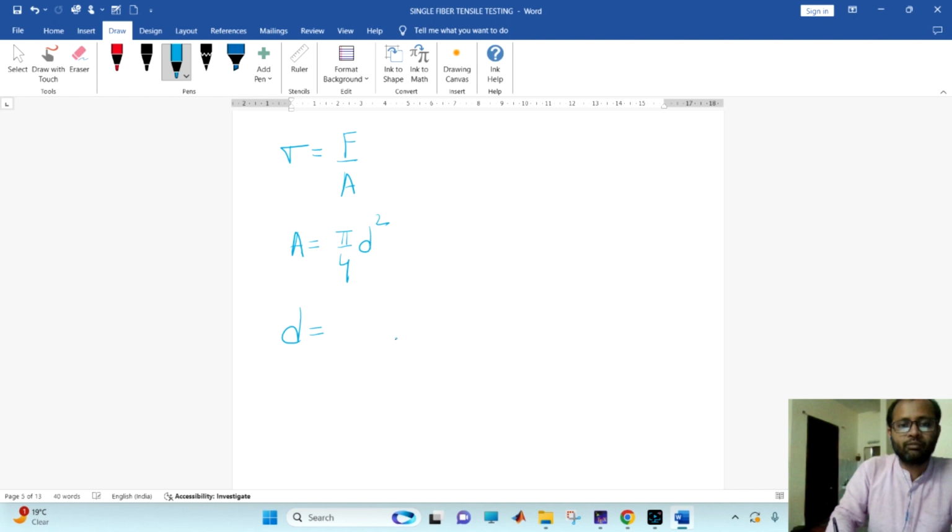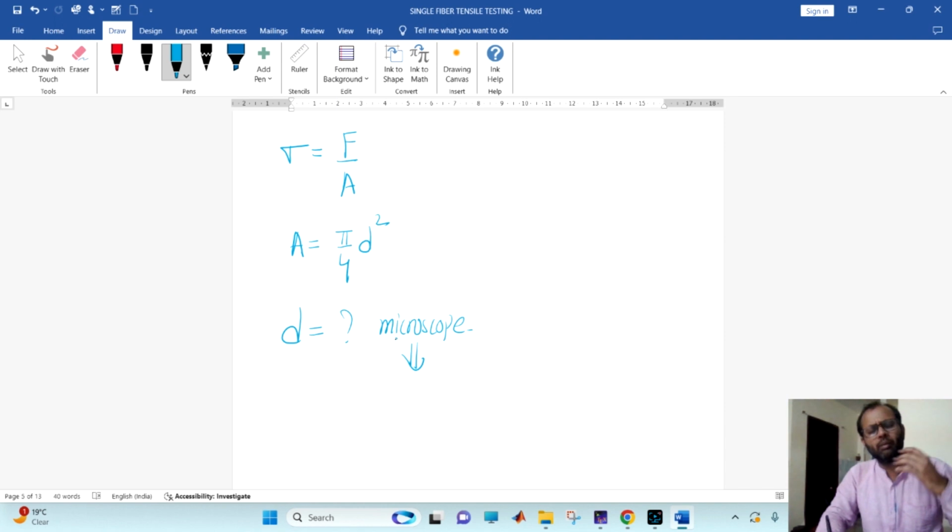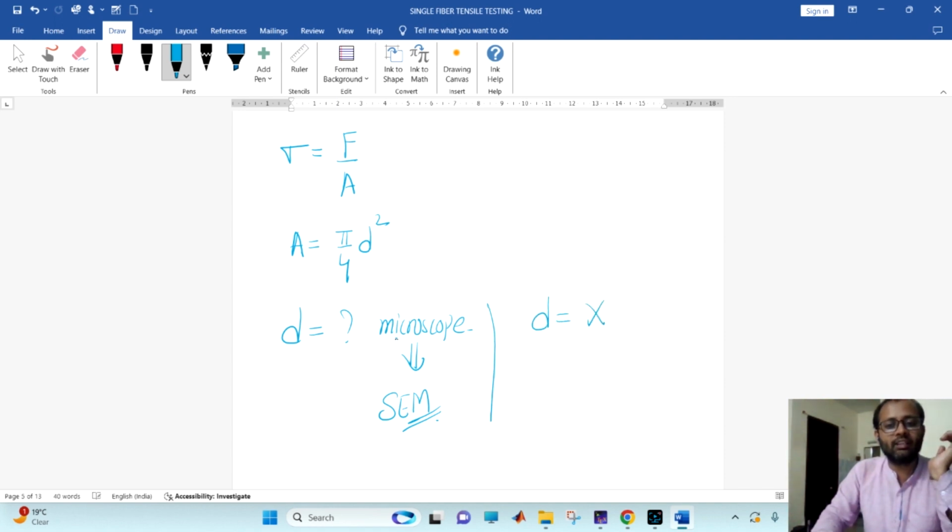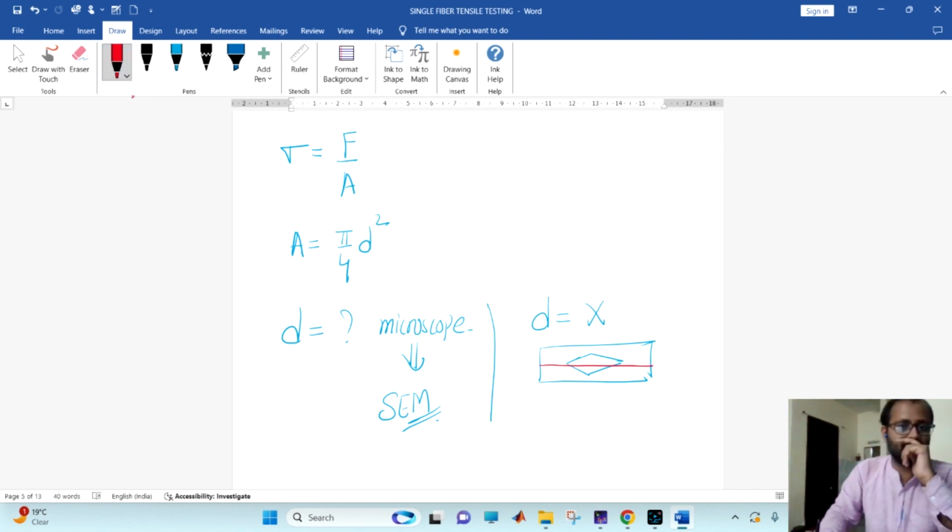This d we have to calculate with the help of a microscope. If we are using synthetic fiber, most of the time the diameter is constant for all the samples, so there we can go for the SEM also. When we are using natural fiber, the diameter is generally not constant. In that case we have to go and see the diameter of each sample. So stress is clear.